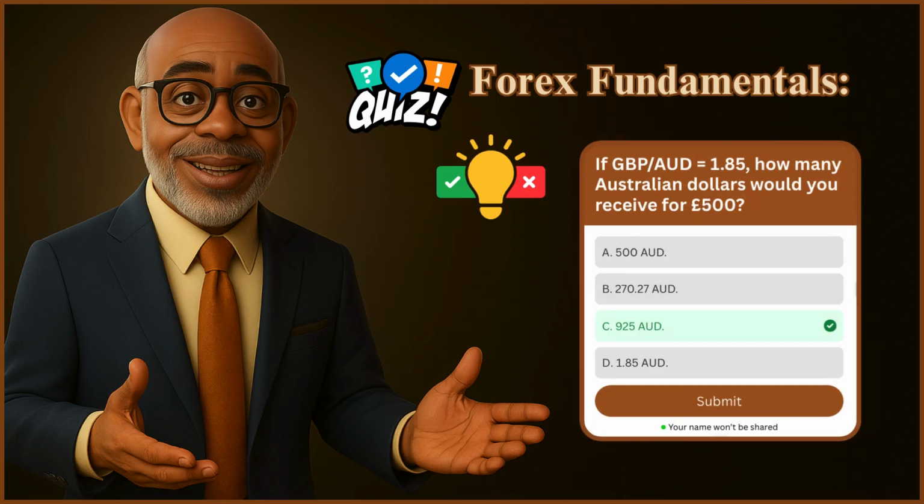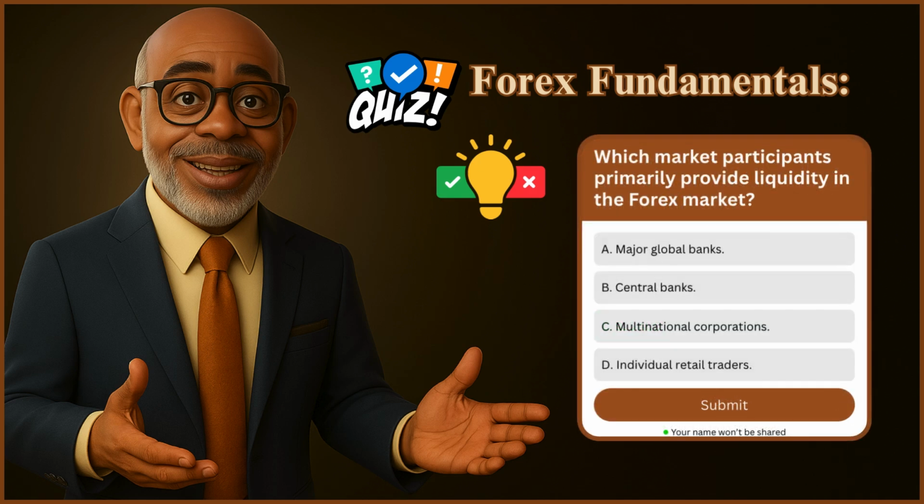The correct answer is C, 925 Australian dollars. Here's why. You multiply the base currency, 500 pounds, by the exchange rate, 1.85. That equals 925 Australian dollars.